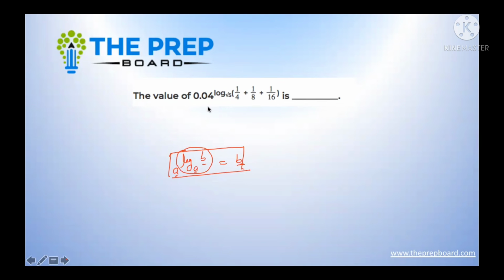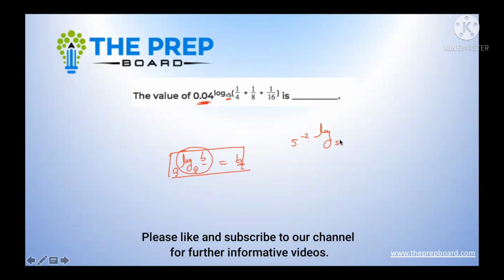Okay, so we can solve only when the bases of these two numbers are equal. Currently we see these are different, so let's try to make them equal. This is 0.04, which equals 1 upon 25, or you can say 5 raised to minus 2. And here we have log base 5 raised to 1 upon 2.